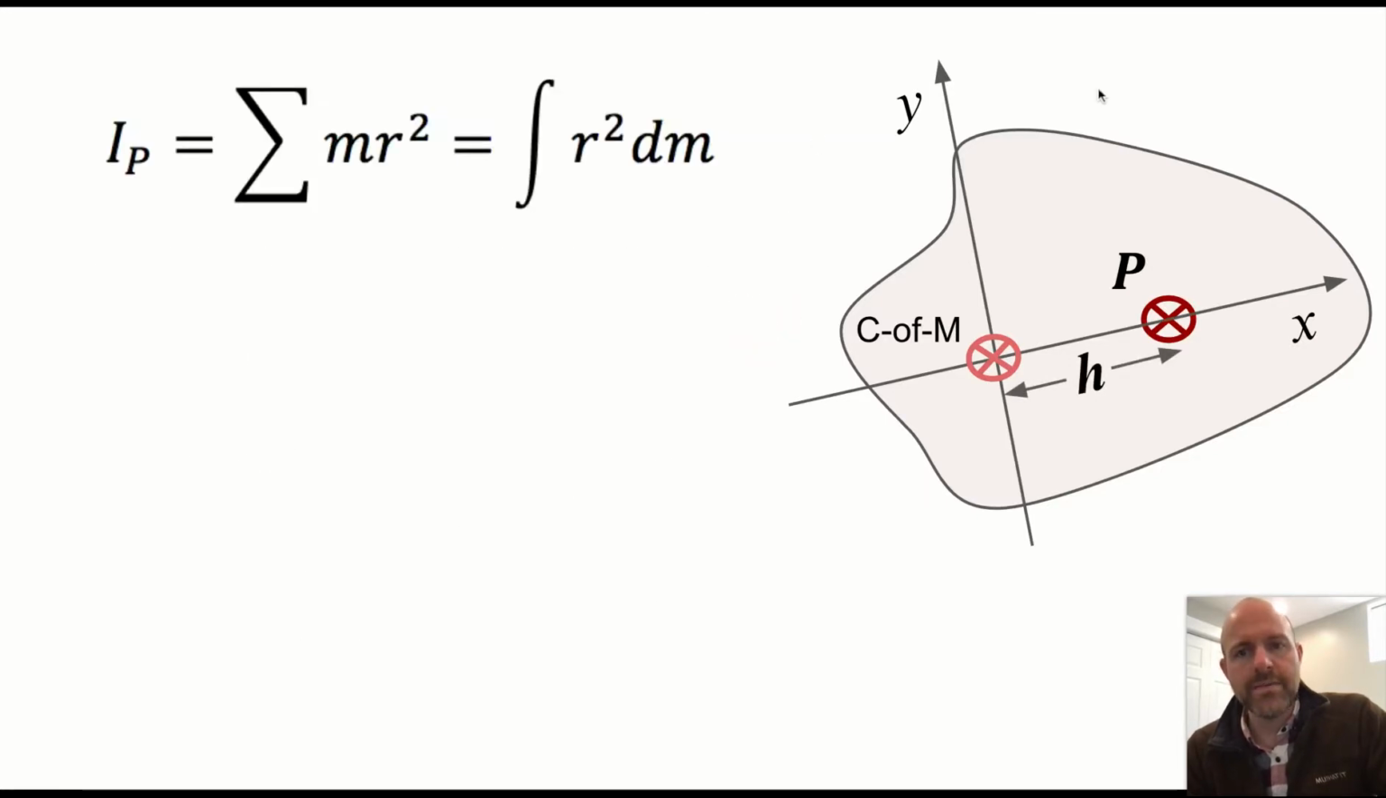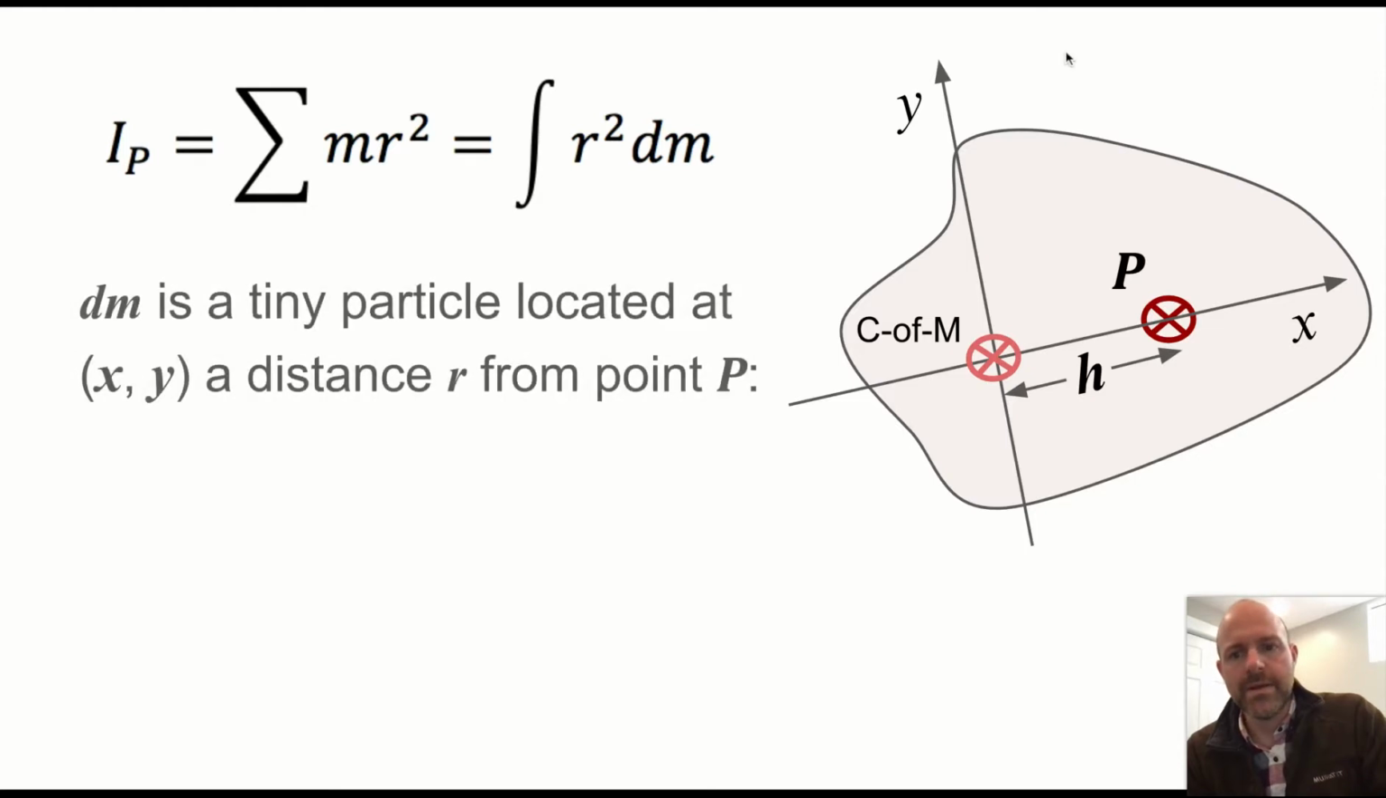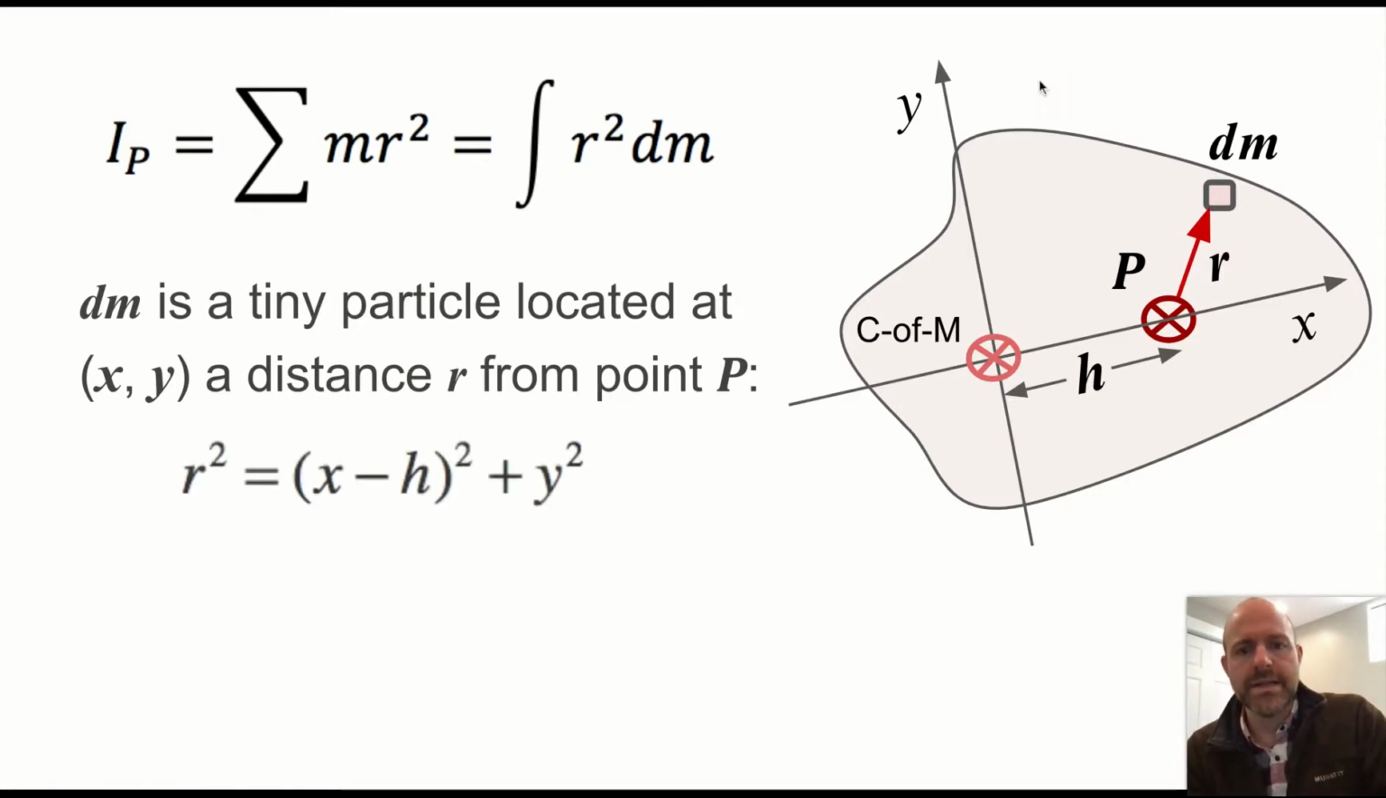Once we've done that, we can say the moment of inertia at P is the sum of mr squared, or the integral of r squared dm. But it's kind of hard to actually figure that out, right? What is this dm? How do we get there? Well, the distance of the mass from that is what we're talking about.